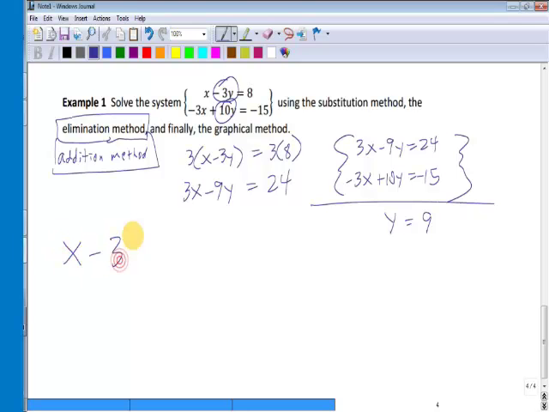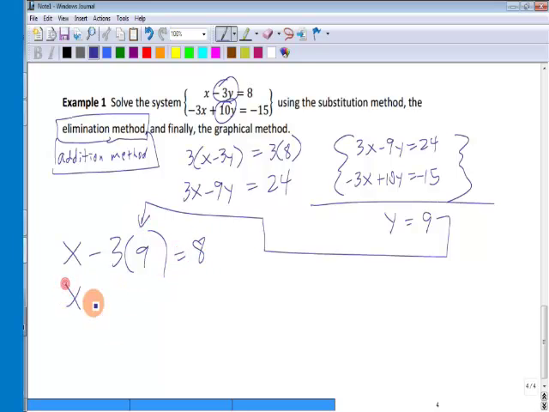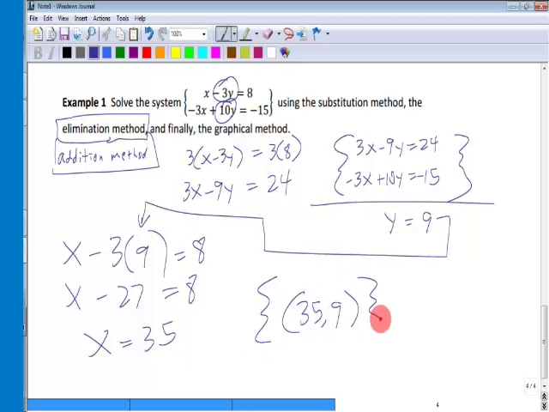x minus 3 times 9 equals 8. x minus 27 equals 8. x equals 35. And so we write it down, 35 comma 9. That's the other way to go.